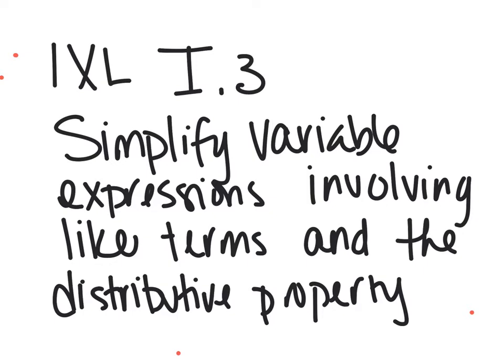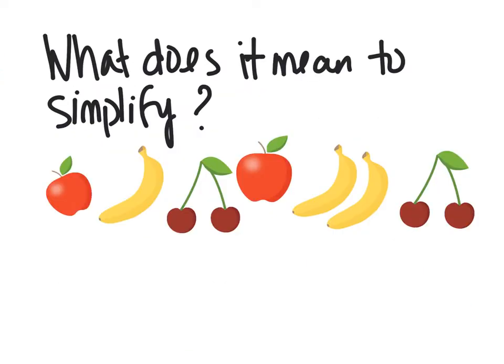This is going to be an algebra skill. I know we've been going back and doing 6th grade, 8th grade, and now we're up to the algebra level. We're going to be simplifying expressions involving like terms and the distributive property. You have been combining like terms already, but we're going to step it up. Take a look at what it means to simplify. Some of you are still having some questions about this.